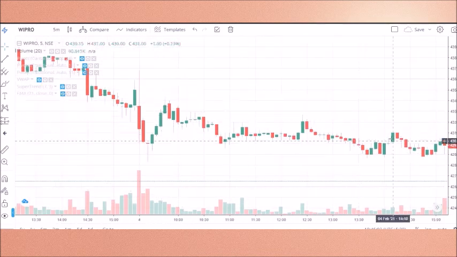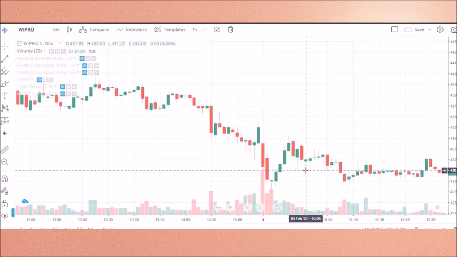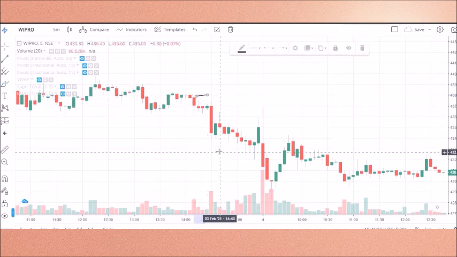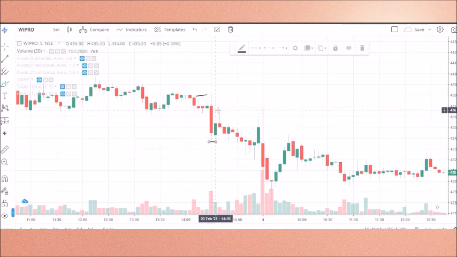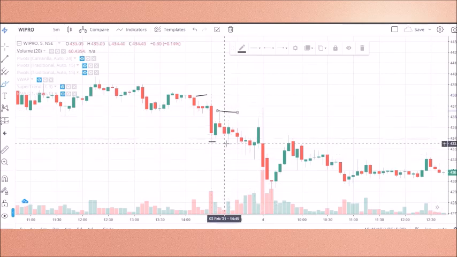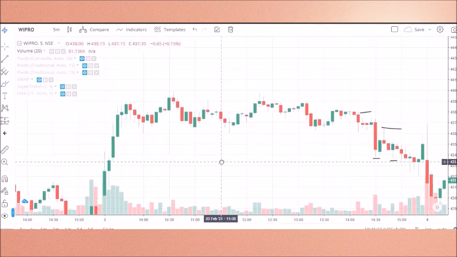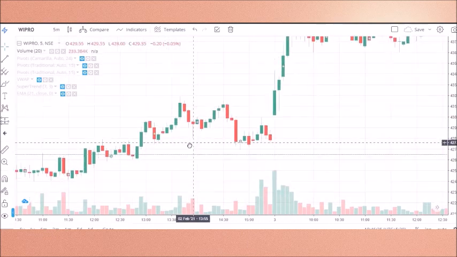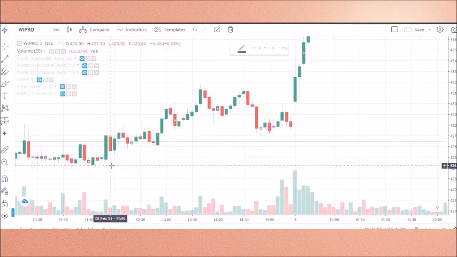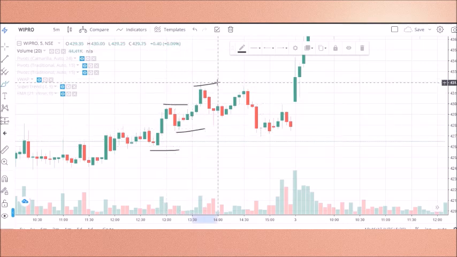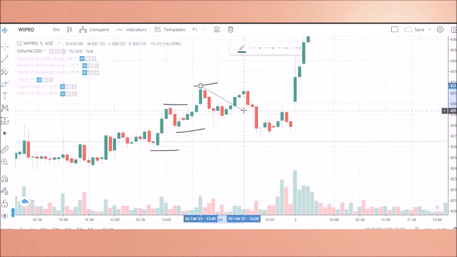See here it's range bound. We don't get any trend confirmations here. See here again we have high, low, lower high, lower low. So it is a downtrend. Again here you can see we have low, high, higher low, higher high, and then we have a breakout.